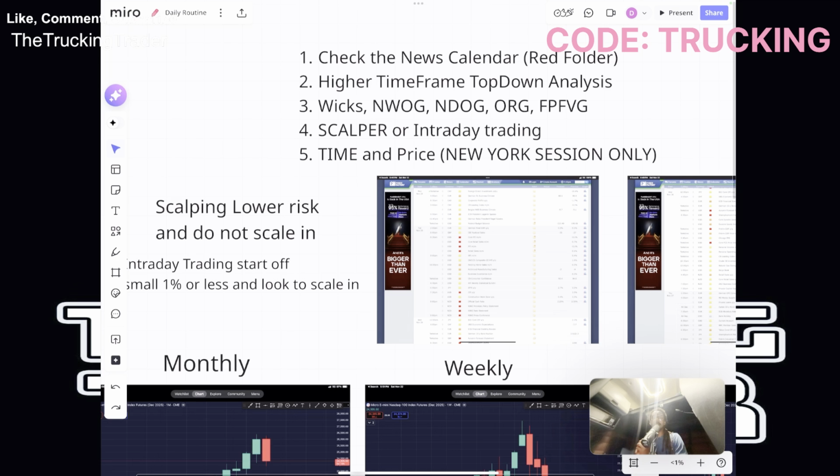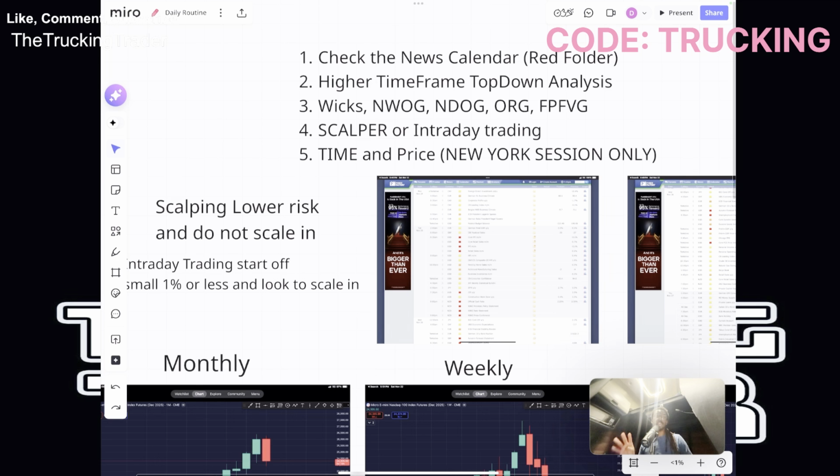But I'm telling you guys, the strongest PD arrays in the ICT arsenal are going to be wicks on a higher time frame, 4 hour and up. It's going to be the new week opening gap, the new day opening gap, the opening range gap, and the first presented fair value gap. You guys don't take my word for it. You have to go back test this on your own so you can understand what I'm talking about, all right?